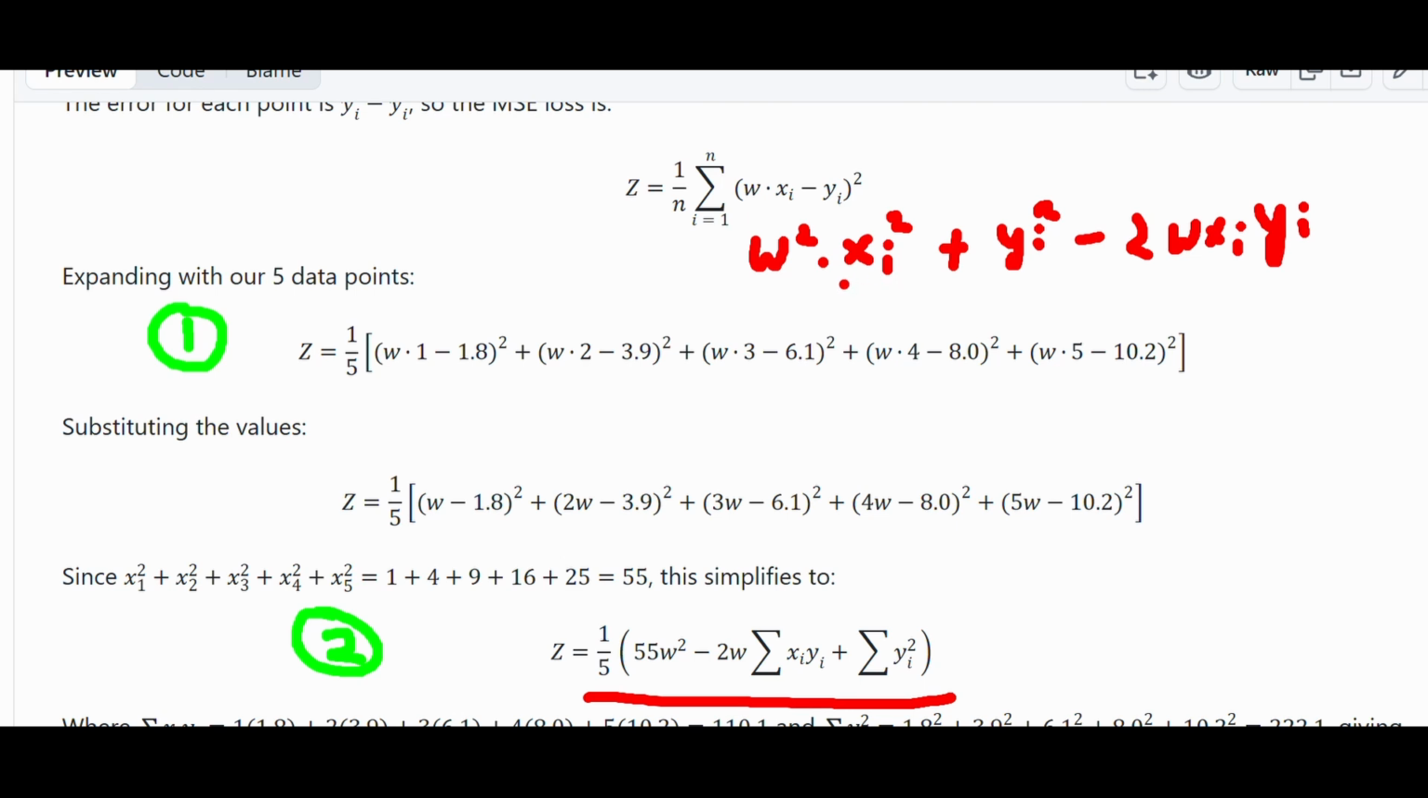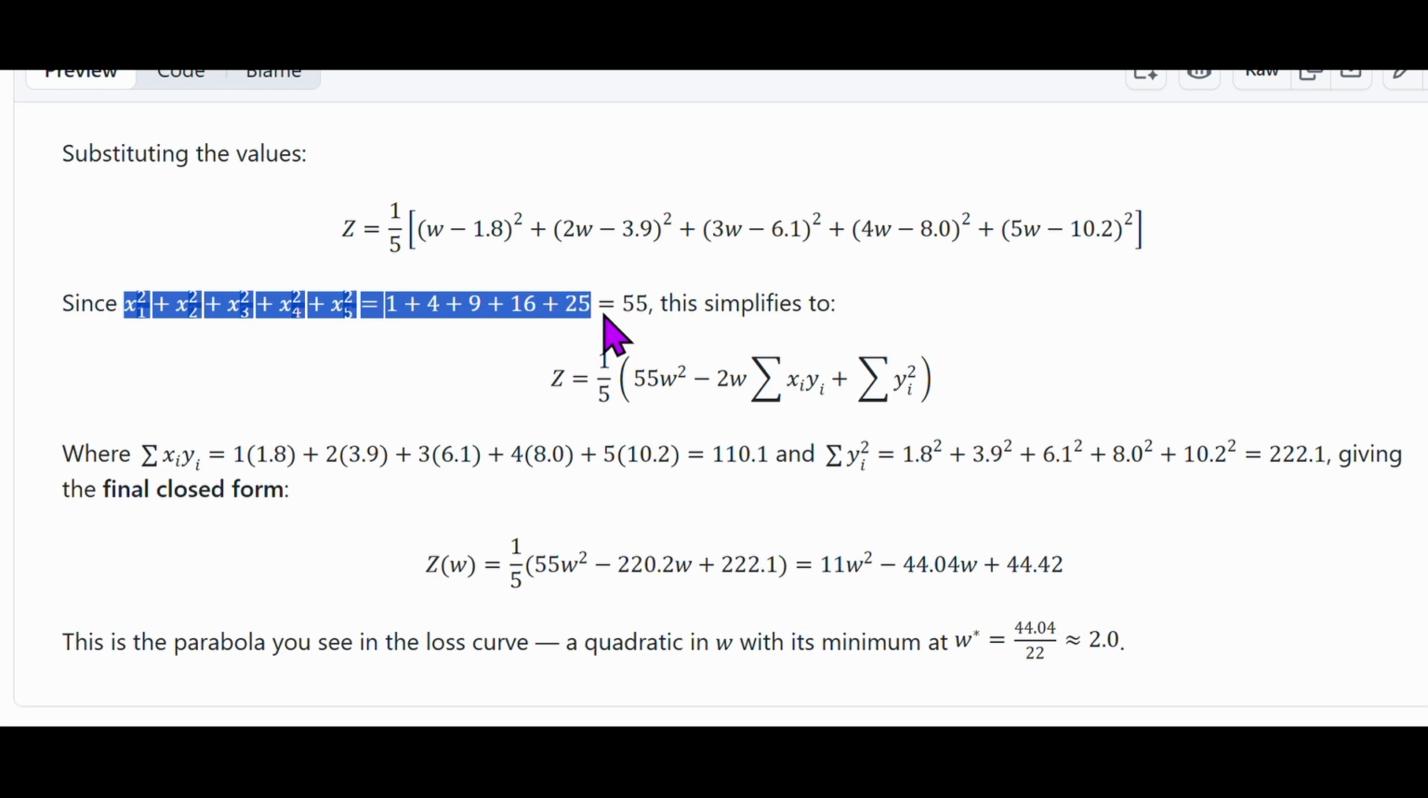If you do summation of xi squared, so sigma of xi, different values of i, you square them and sum them together, it will be 55. So this leads to 55, and that's where you have a 55 here. And this is the other component which we had seen earlier.